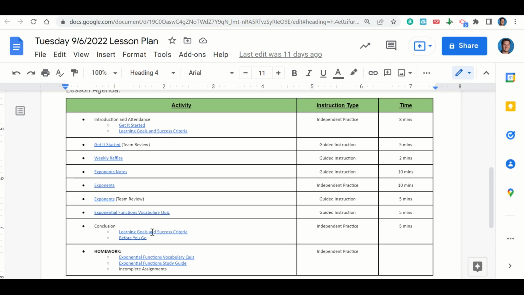At the end of class, we'll go back over our learning goals and success criteria again while you fill out your before you go. Your homework for tonight is to complete the exponential functions vocabulary quiz and to begin working on your exponential function study guide, as well as complete any incomplete assignments you may have.